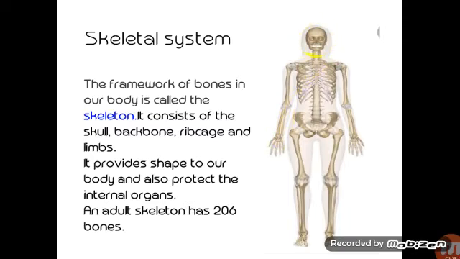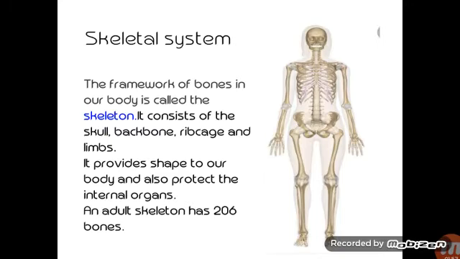This part is known as the skull, the head part, the top part. Then the backbone, your backbone, and this is the rib cage. Then limbs are there. It provides shape to our body. What gives shape to your body? That skeleton. It also protects the internal organs. Which internal organs? Such as the heart, the lungs, the spine. That whole is protected by our skeleton.